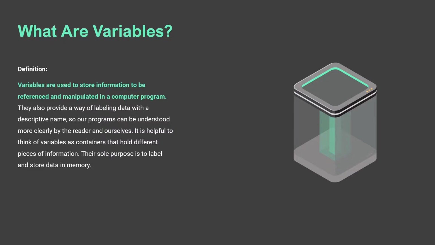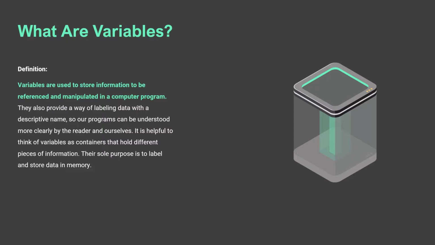The first thing that we need to talk about is what exactly are variables? I provided a definition on the left-hand side, and I'll read through it, and then we'll walk through different parts of it. Variables are used to store information to be referenced and manipulated in a computer program. They also provide a way of labeling data with a descriptive name so our programs can be understood more clearly by the reader and ourselves. It is helpful to think of variables as containers that hold different pieces of information. Their sole purpose is to label and store data in memory.